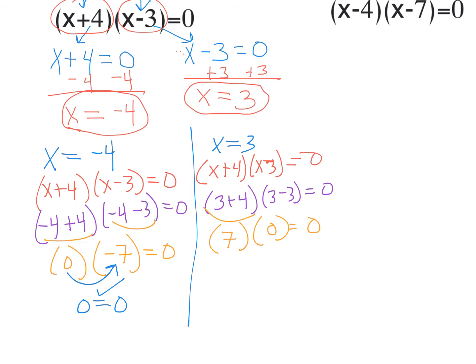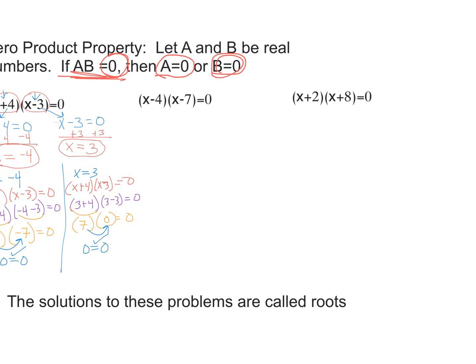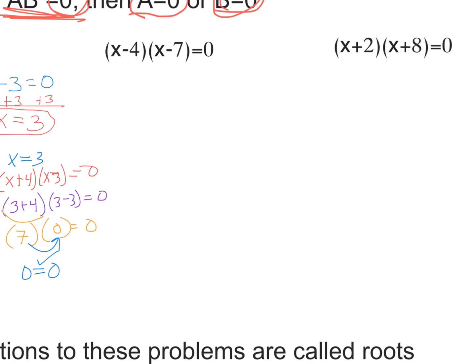And when I times this all out, 7 times 0 is still 0. So that's how and why this can be two answers at the same time. Okay, all right, so let's look at the next one.